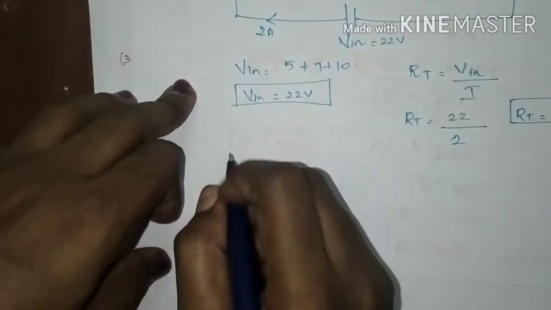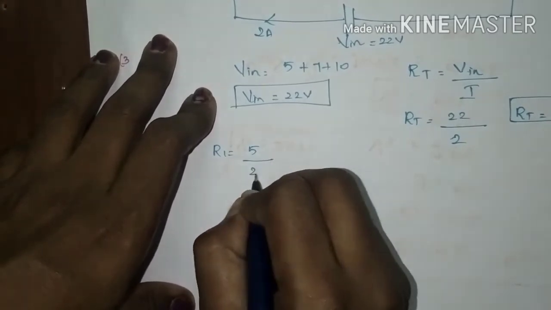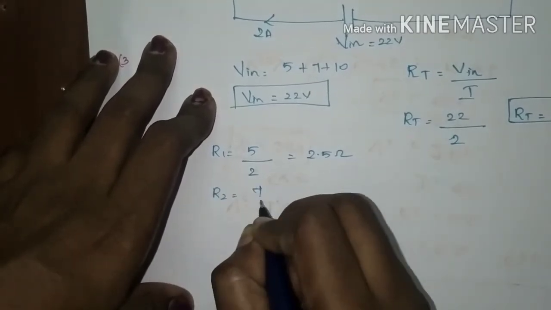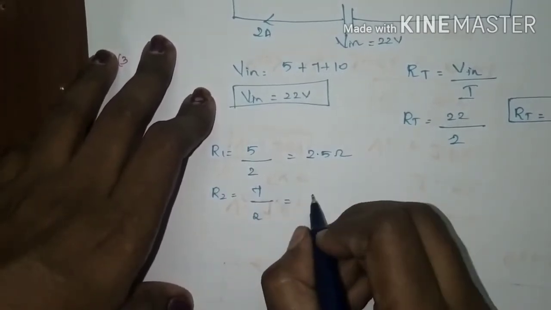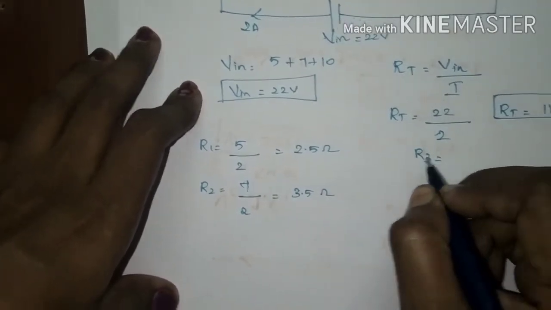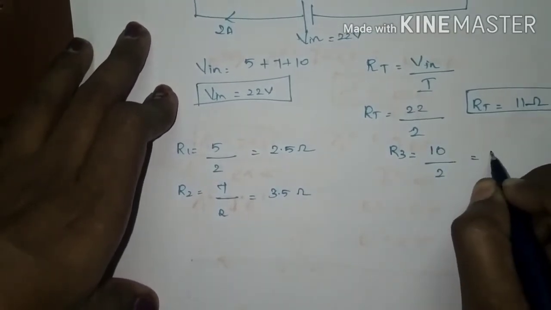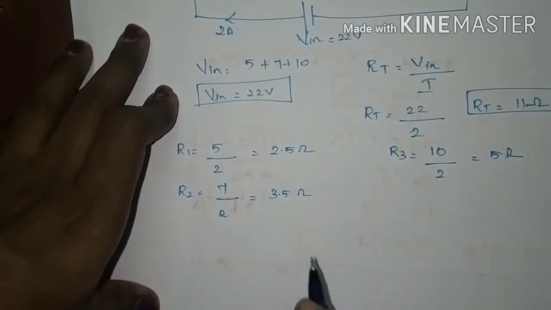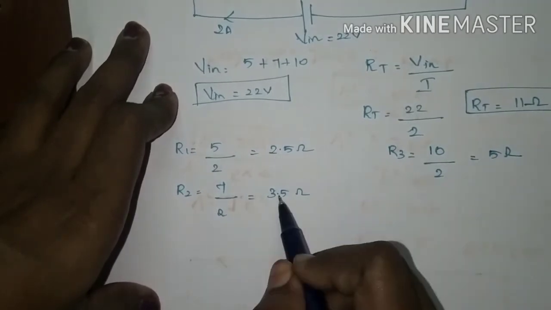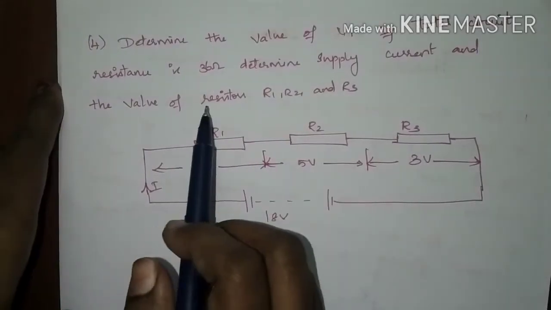We can find the particular resistance values: R1 is equal to V1, 5, divided by the current 2 ampere. So 2.5 ohm. R2 is equal to 7 volt divided by the current flowing through the circuit, we will get a value of 3.5 ohm. R3 value is voltage divided by current, 10 divided by 2 ampere, we will get the value as 5 ohm. If you sum up the values, we will get the R total value: 5 plus 3.5 plus 2.5 is 11 ohms. Your answer is right.